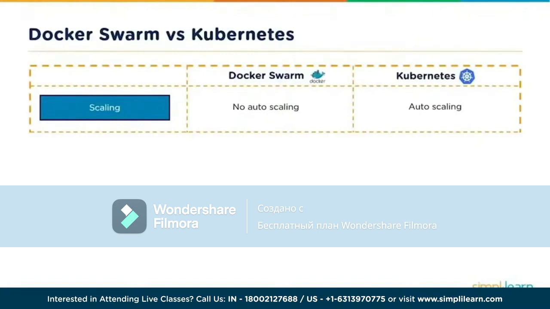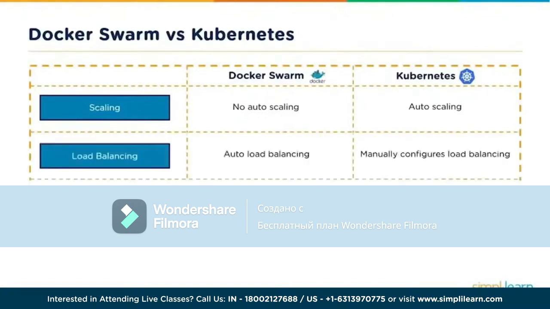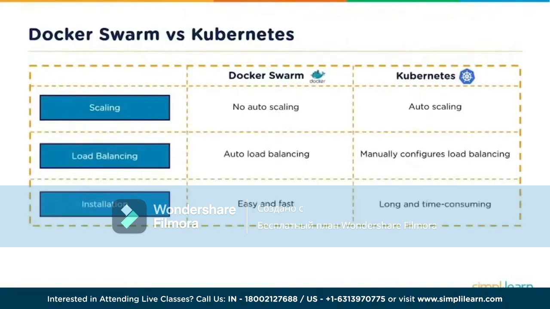So Kubernetes was designed originally from the ground up to be auto-scaling, whereas Docker Swarm isn't. The load balancing is automatic on Docker Swarm, whereas with Kubernetes you have to manually configure load balancing across your nodes. The installation for Docker Swarm is really fast and easy. I mean, you can be up and running within minutes. Kubernetes takes a little bit more time and is a little more complicated. Eventually you'll get there. It's not like it's going to take you days and weeks, but when you compare the two, Docker Swarm is much easier to get up and running.